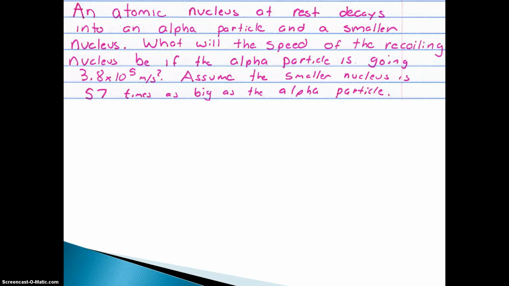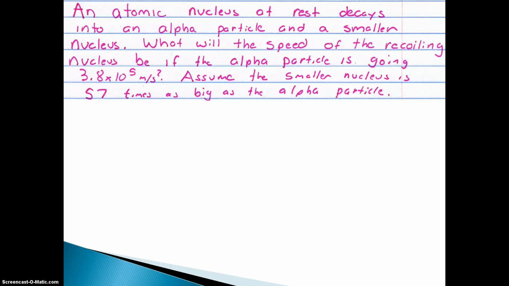Ooh. Okay, let's go through sentence by sentence. An atomic nucleus at rest, so you underline at rest, decays, breaks apart. Okay, so this is a momentum situation where one thing becomes two. So before, there's an alpha particle and a small nucleus together. Each one's at rest. So the total system momentum is going to be 0, we're going to say soon.